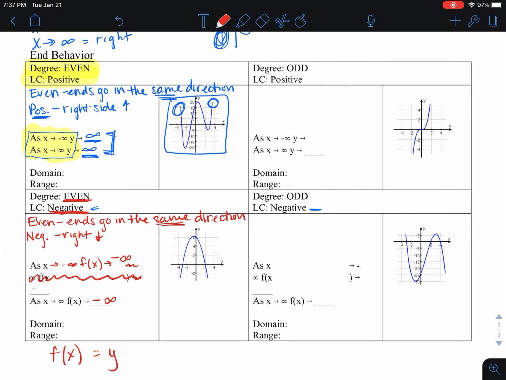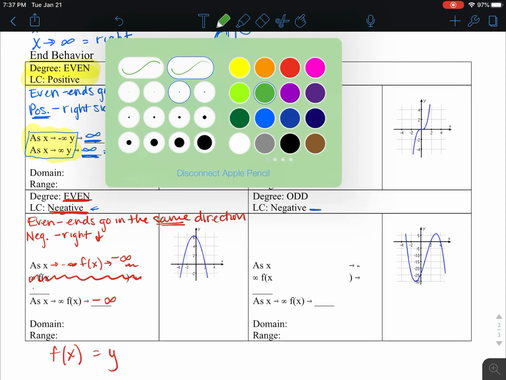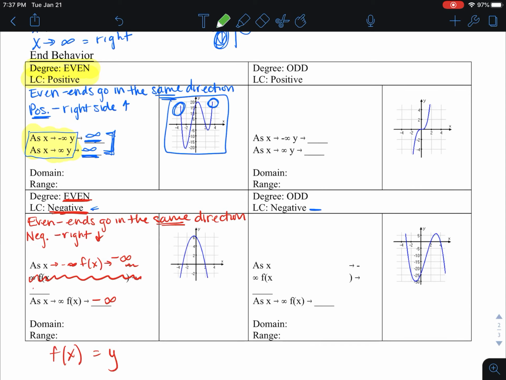Okay, we'll come back to domain and range. Actually, let's do domain and range right now. 99% of the time, your domain is going to be all real numbers. If you have an absolute max or min, which is what happens when you have an even degree, this one has an absolute min and this one has an absolute max.